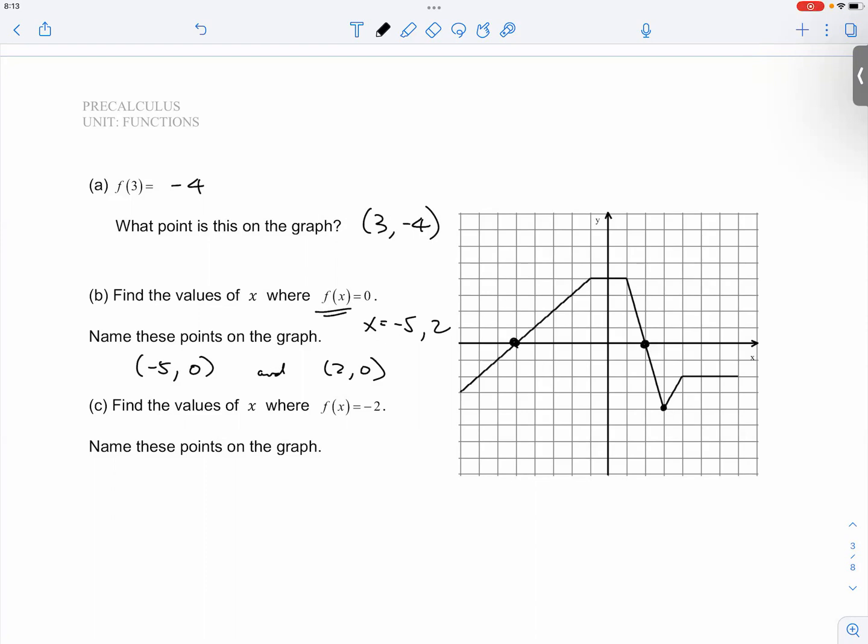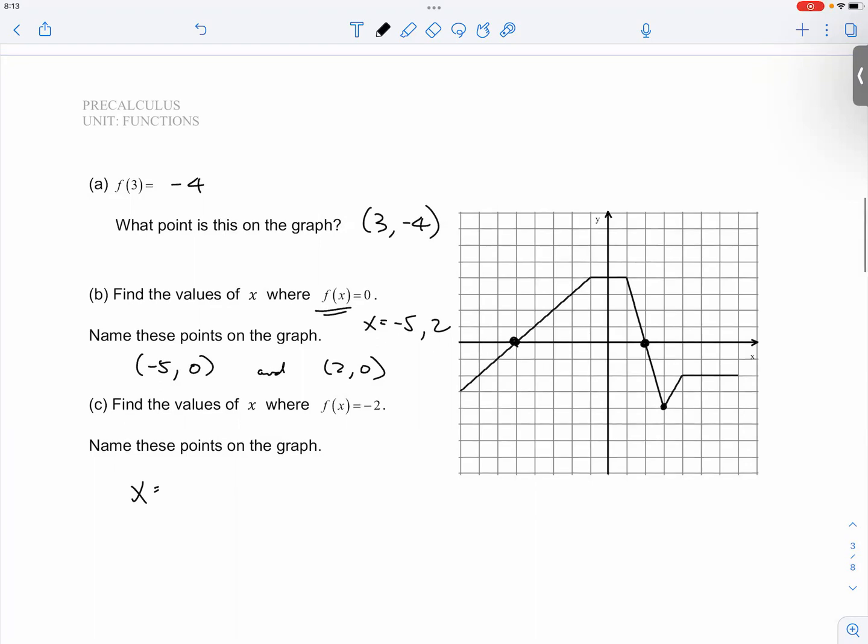I think there are quite a few points, actually. X could be, okay, the smallest point. What's the smallest x value? -7. And then the next one would be 2.5 or 5/2.